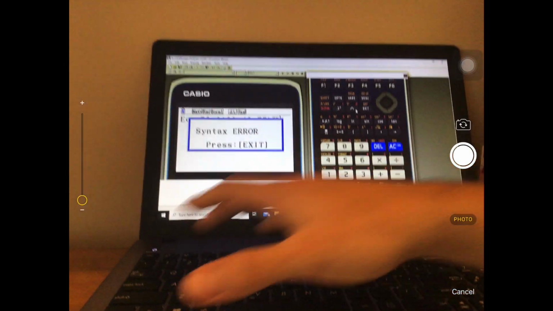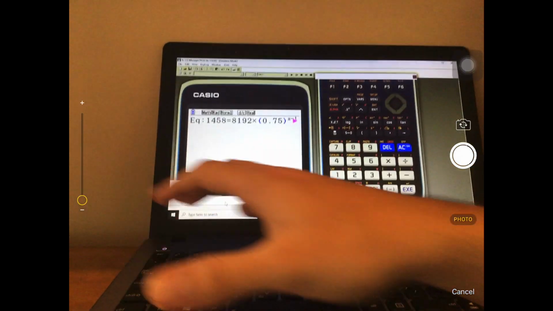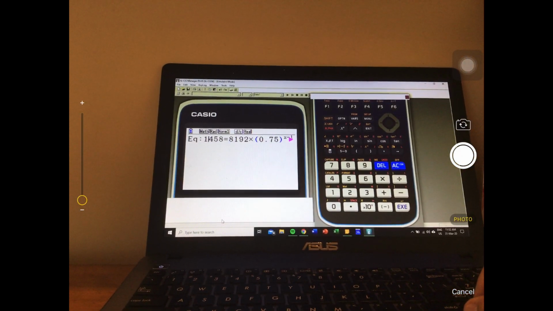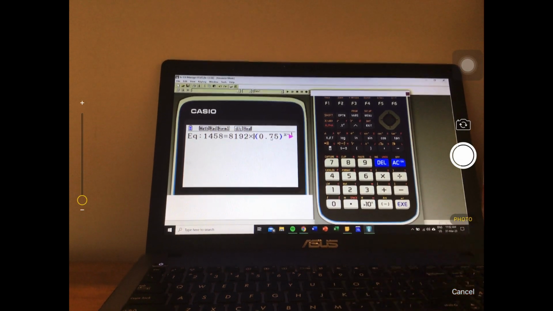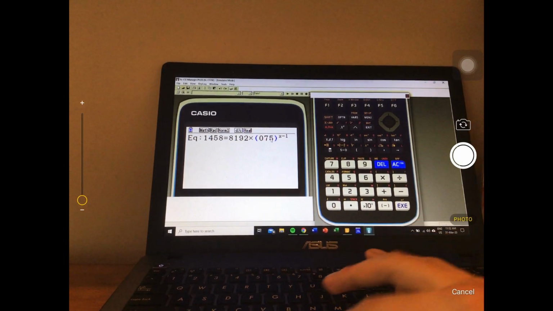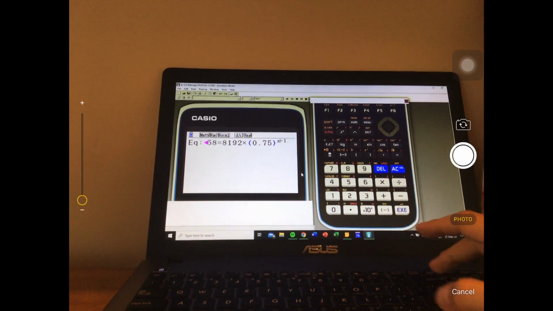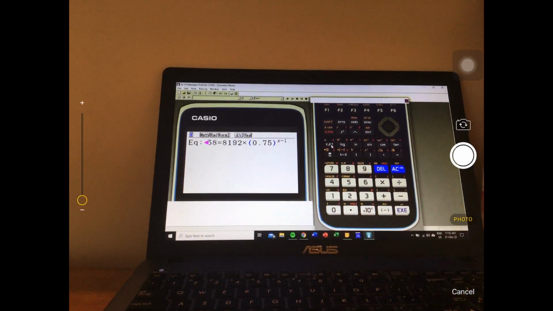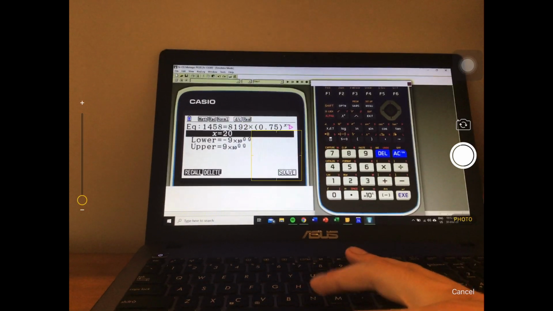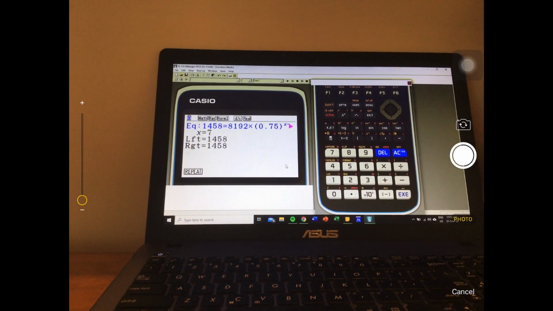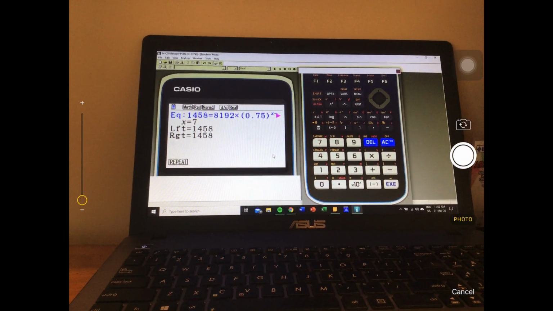Oops, syntax error. I don't know what happened here. Let's see. Suppose this is a dot, 0.75 to the power of, I'm going to use this x over here. So then, there you go. You click on solve down here, or you can click execute, and then you get x equals 7. So this is the quick way of solving this type of equation.